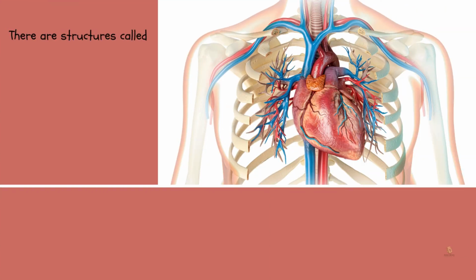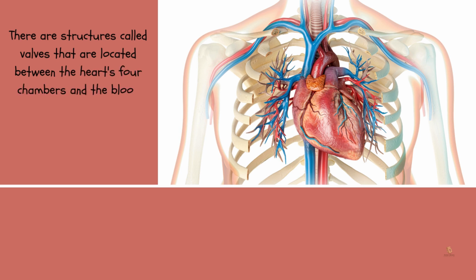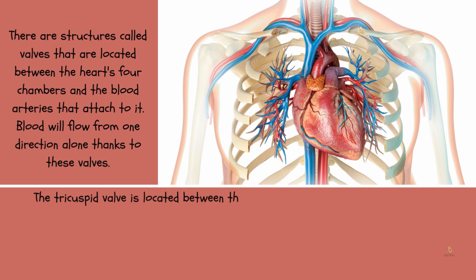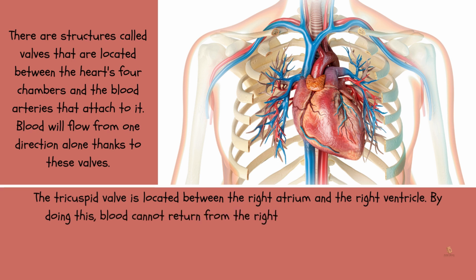There are structures called valves that are located between the heart's 4 chambers and the blood vessels that attach to it. Blood will flow in one direction alone thanks to these valves. The tricuspid valve is located between the right atrium and the right ventricle. By doing this, blood cannot return from the right ventricle to the right atrium.